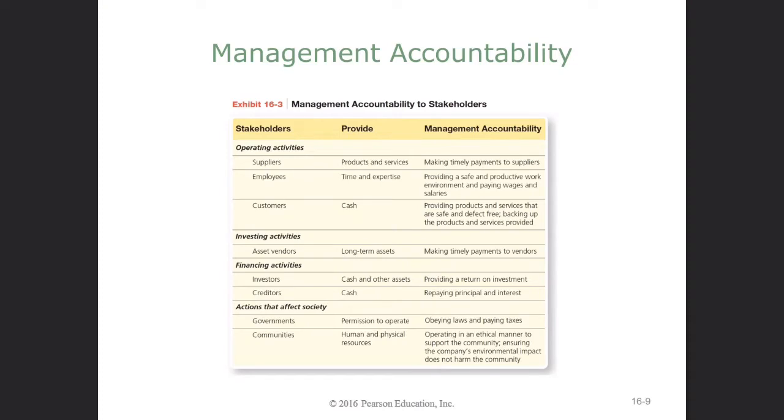When we look at financing activities, we have investors and creditors. Investors are people that are investing in our company. You can think of buying a stock within the company. And then creditors are people who are lending money to the company, which is also kind of investing in the company in a sense. With investors, who provide cash and other assets, management's responsibility is to provide a return on investment. They give us $1,000 and they're hoping to get back more than $1,000.